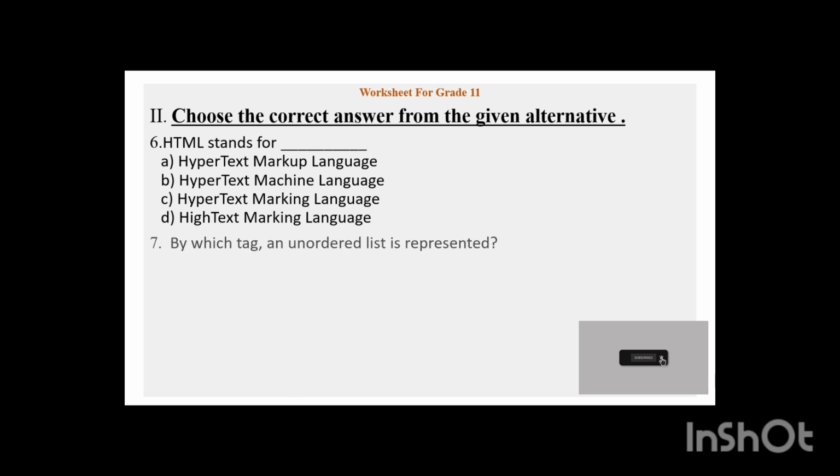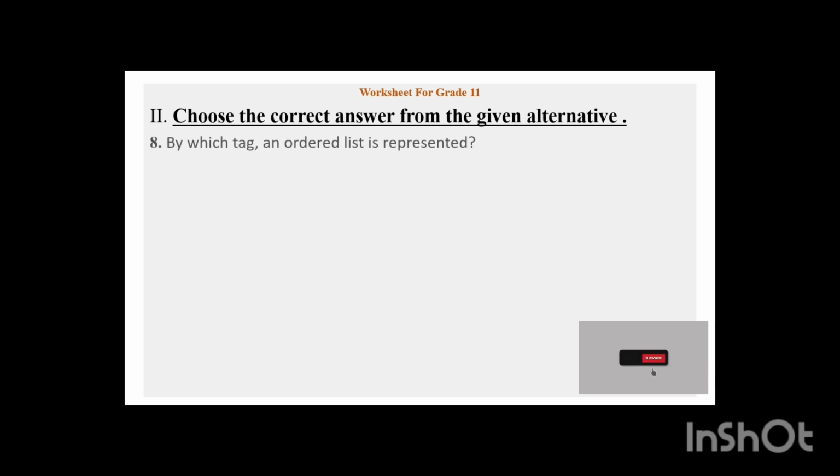Question number 7. By which tags is an ordered list represented? A. UL, B. BL, C. LI, D. OL. Question number 8. By which tags is an unordered list represented? A. UL, B. BL, C. LI, D. OL.